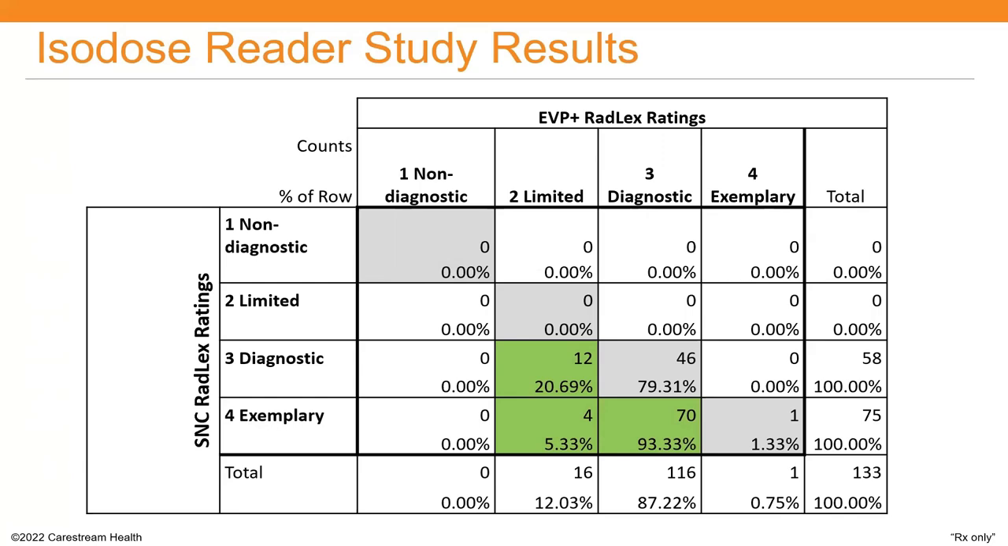There were 12 instances of images processed with EVP Plus being rated limited, but with SNC applied were rated diagnostic. And similarly, there were 4 instances of images processed with EVP Plus being rated limited, but with SNC applied were rated exemplary. And there were 70 instances of images processed with EVP Plus being rated diagnostic, but with SNC applied were rated exemplary. These increases in diagnostic quality provide strong evidence that EVP Plus with SNC is superior.